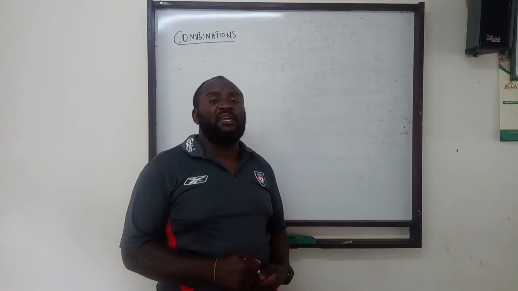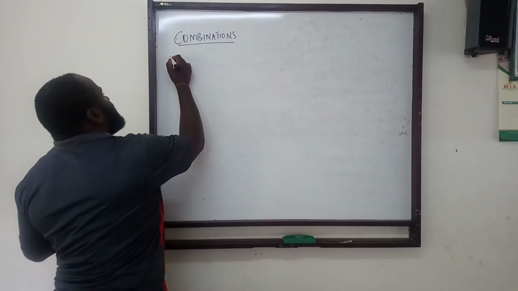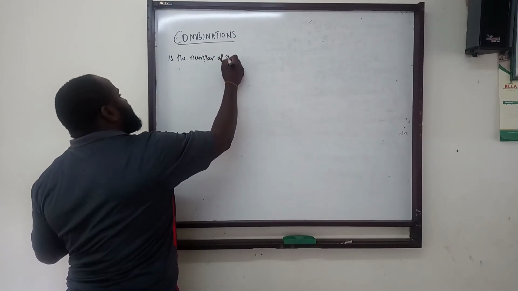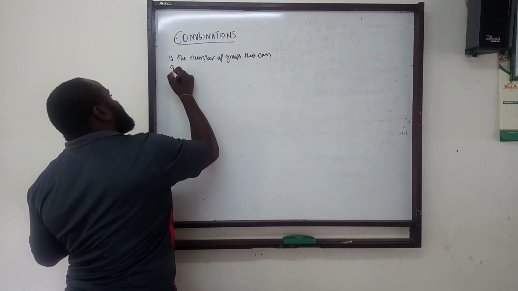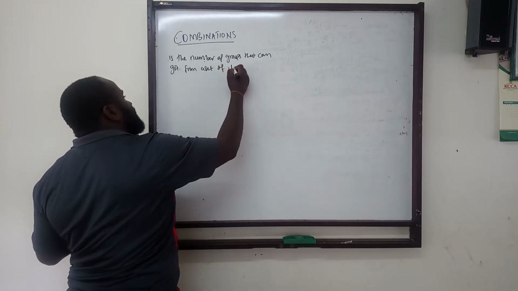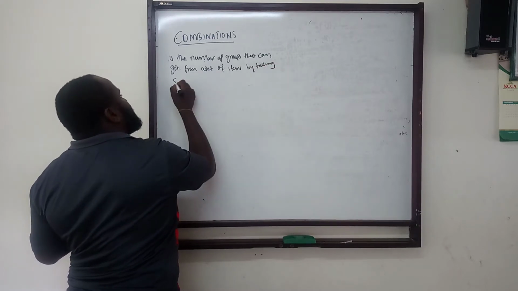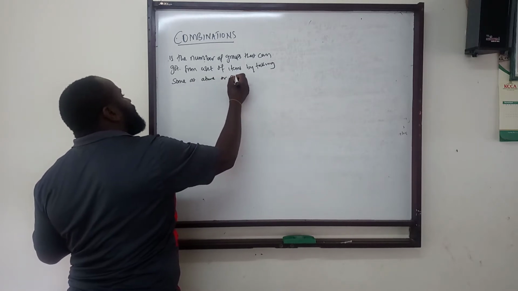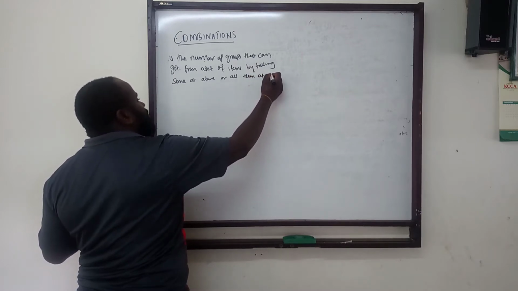So a combination is the number of ways, is the number of groups that can be got from a set of items by taking some at a time, or all of them at a go or at once.